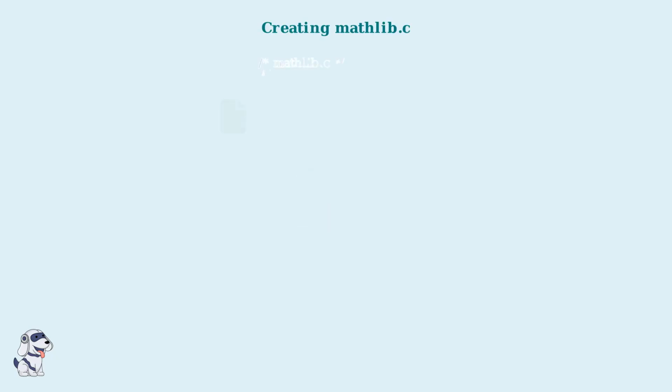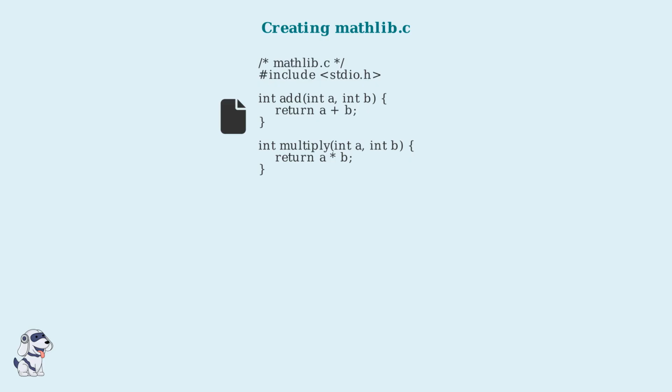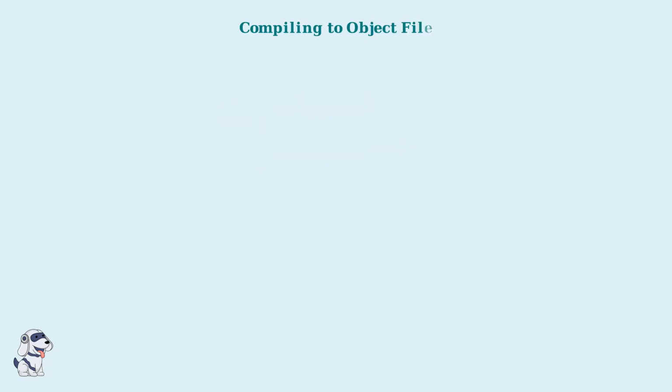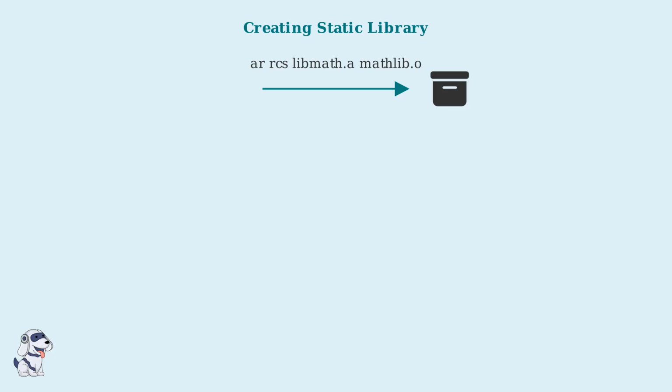Let's create a simple static library called mathlib with add and multiply functions. We start with the source file mathlib.c containing the function definitions. Next, we compile the source file into an object file using GCC. This creates mathlib.o containing the compiled machine code. We then create the static library using the ar command. This archives the object file into libmath.a, our static library.